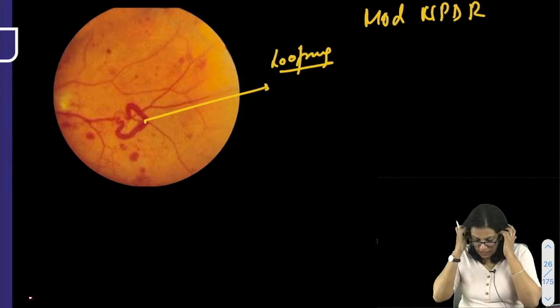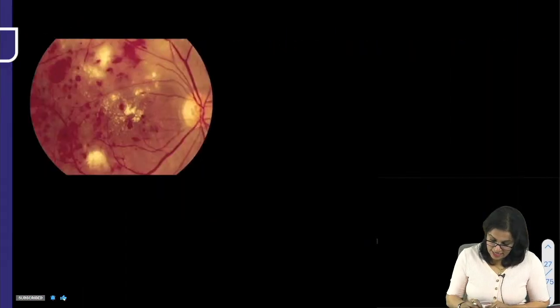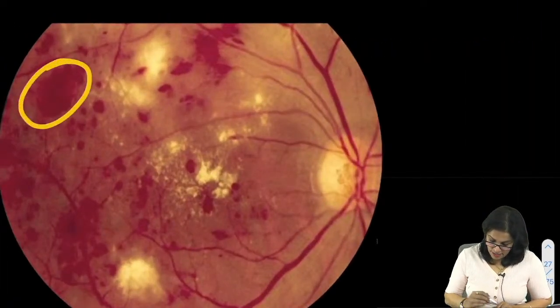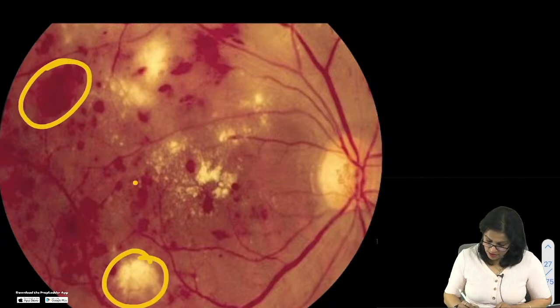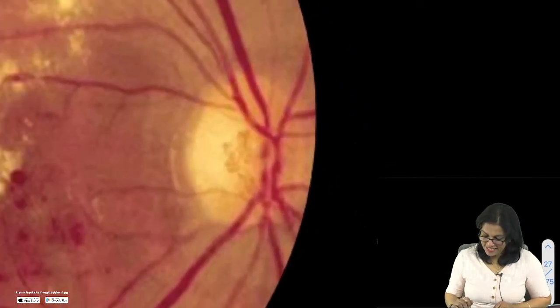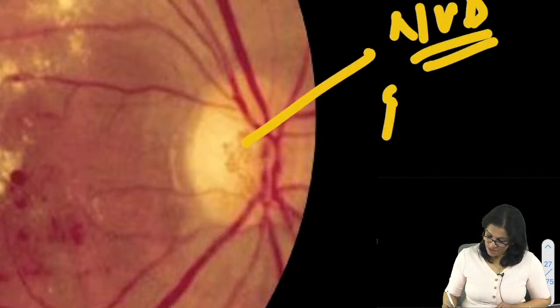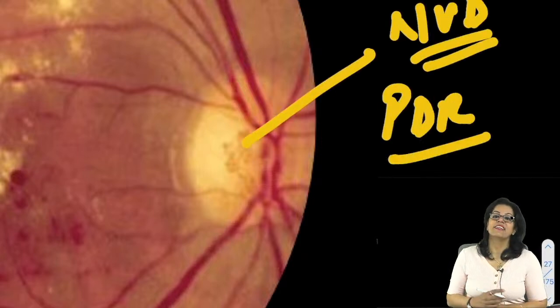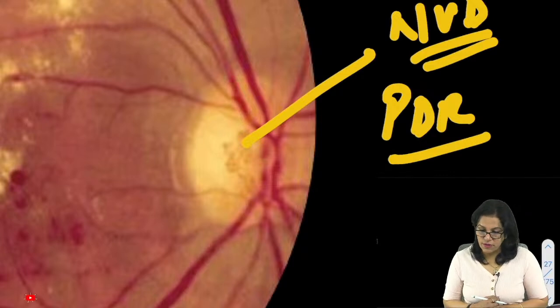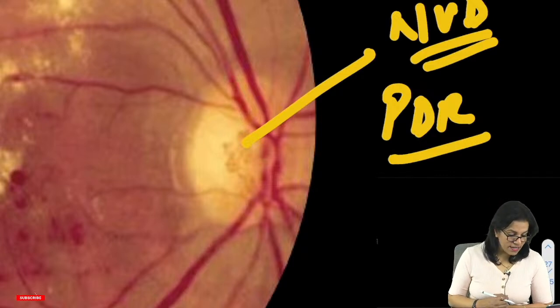Okay, then we talk about what this stage is. If you look at this slide, I see again large blot hemorrhages. I see cotton wool spots, hard exudates, flame shaped hemorrhages. What about this? Look at this one. NVD. So we are looking at proliferative diabetic retinopathy.